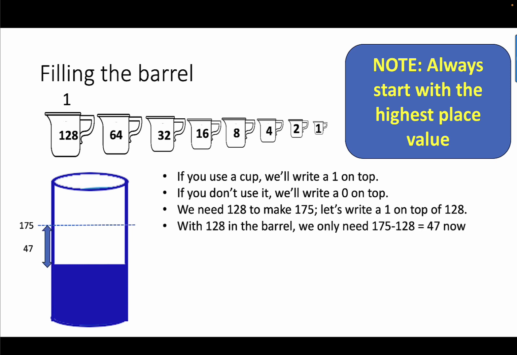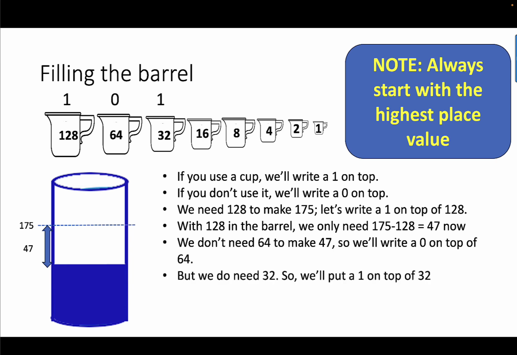With 128 in the barrel, we only need to fill a remaining 47. That is 175 minus 128. The next place value is 64. We don't need 64 to make 47. It would be too much. So we'll write a 0 on top of the 64. But we do need 32. So we'll put a 1 on top of 32 and fill the barrel with another 32 ounces.